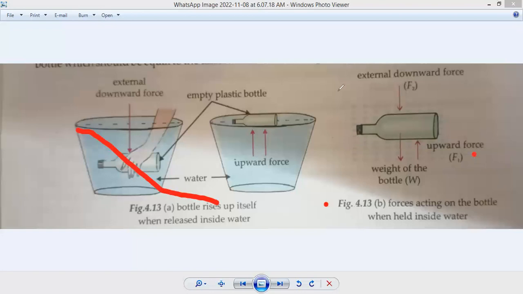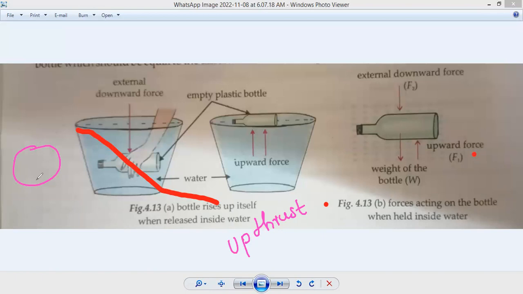Understand? The force from the bottom of the container is called the upward force. Also, one more word I am introducing for your purpose: we can call it upthrust. Is it okay, everyone? Harish, Umar? Yes, sir. Now everybody knows.